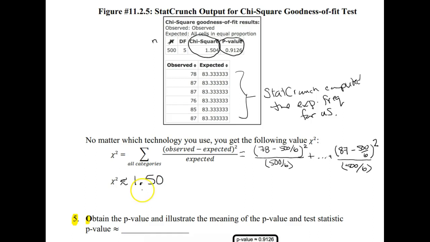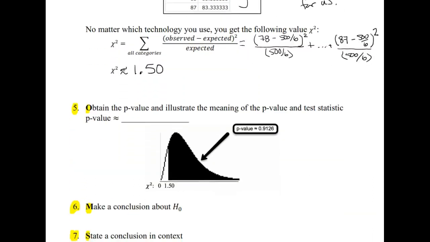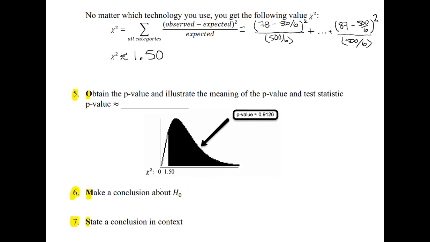Again, keeping in mind that this 1.50 does not measure standard deviations away from a claim. So again, we have to rely on the p-value here to tell us if we have something really unusual or not so unusual that just happened, assuming H0 is true. So on that same output screen, we'll get a p-value of 0.9126. So again, doesn't matter if we get that from the calculator or from StatCrunch, they're the same. Again, that is always an area in a right tail.